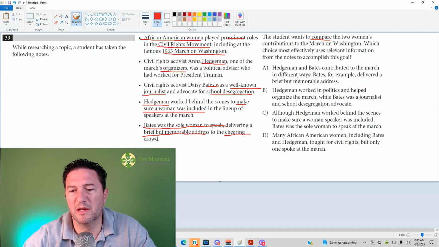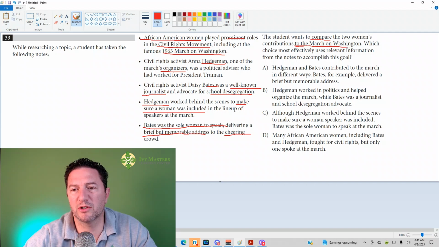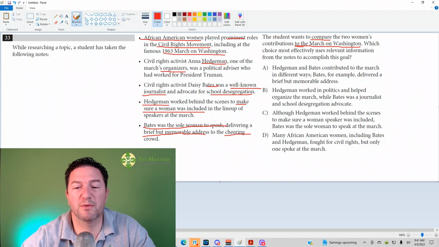Answer choice B: Hedgeman worked in politics and helped organize the march, while Bates was a journalist and school desegregation advocate. Now, that does compare the two women's contributions, but it wasn't to the March on Washington. It's the two women's generic contributions. It looks like that's wrong. Another example of a true but probably wrong answer.